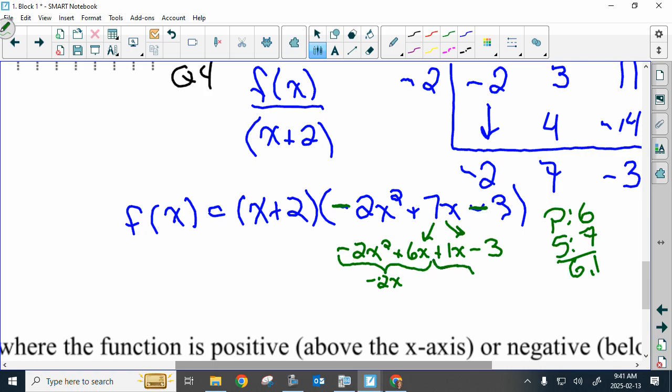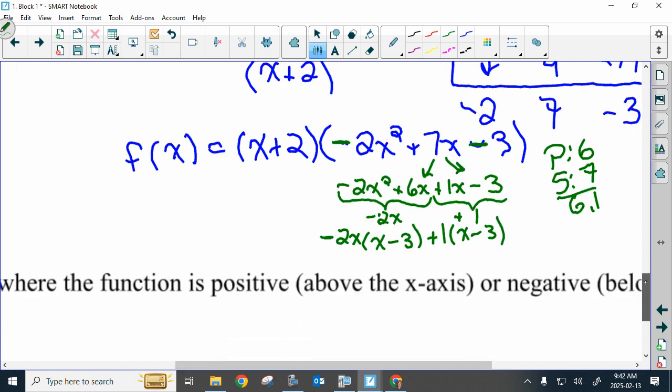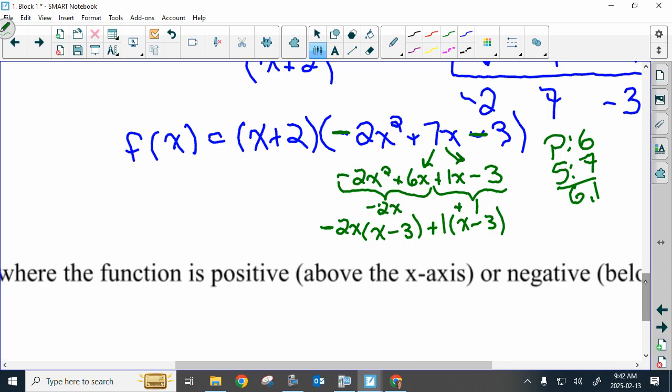And because if I take the negative out, it's going to become positive negative. This guy is just going to be plus 1. When I take out the -2x, I'm left with x minus 3, and then plus 1, x minus 3. And so fully factored form for f of x would be x plus 2, x minus 3, and then the last one is -2x plus 1.